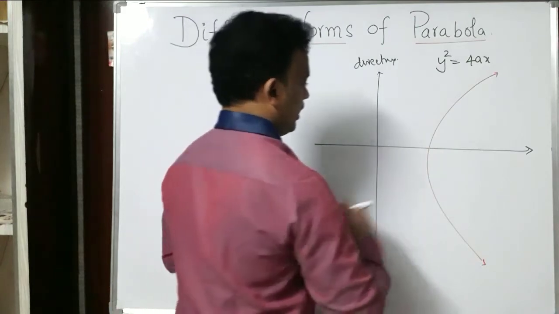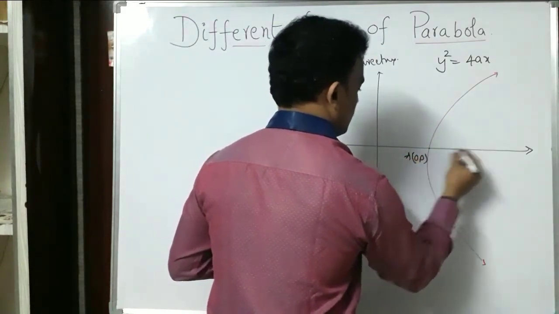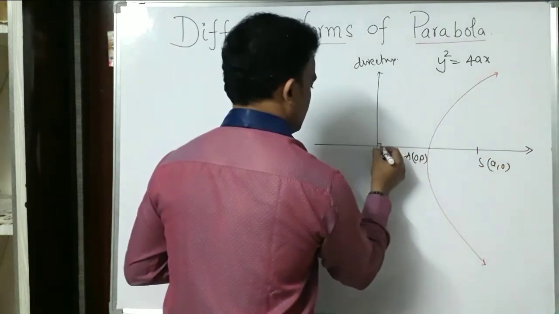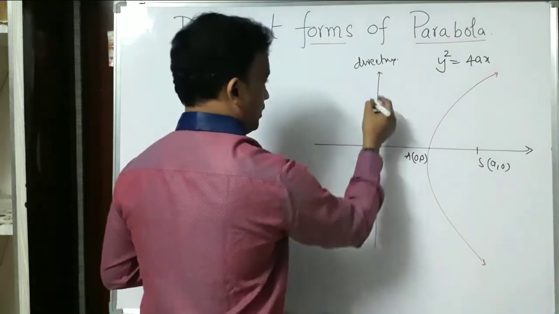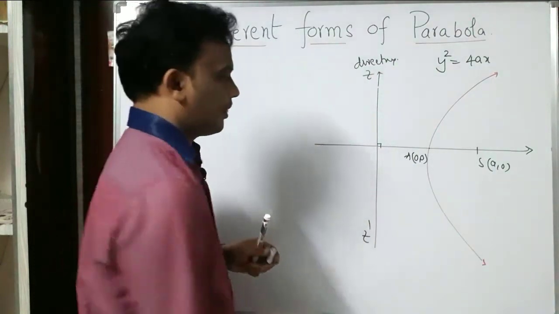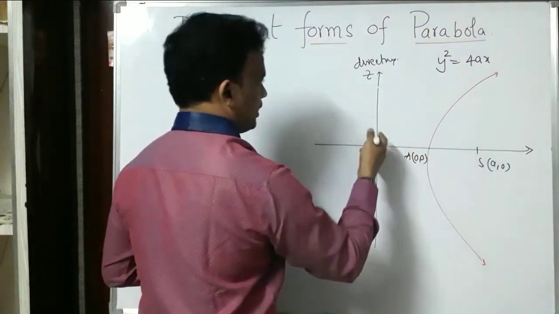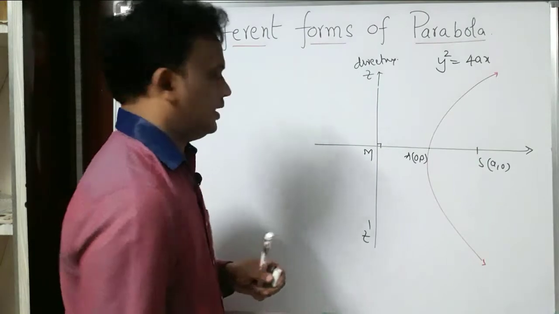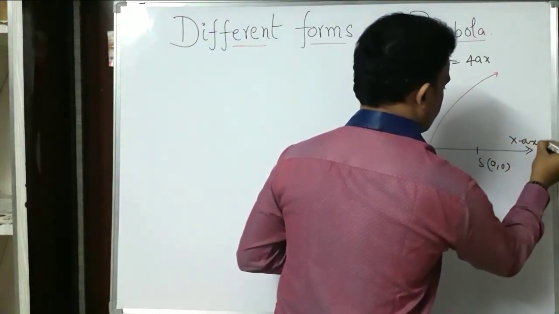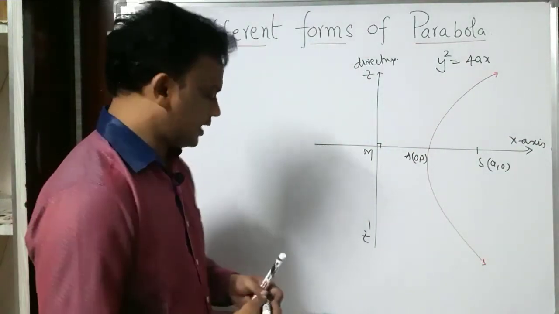From those, I am going to find all of this. So the vertex A is 0, 0, and the focus is a, 0. Z dash is the directrix, and SM or SN is any line perpendicular to the directrix. And this is called the axis of the parabola, particularly the x-axis. Right or not?